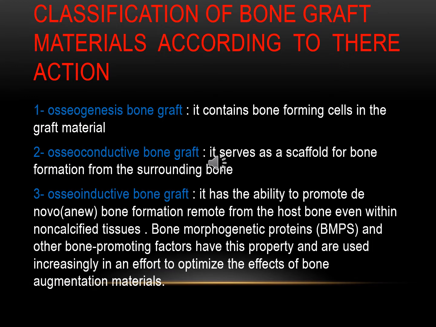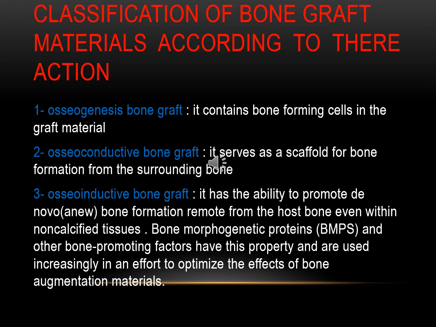Classification of bone graft materials according to their action. We have three main types of bone graft. First type is osteogenesis bone graft. This graft contains bone forming cells, which are osteoblasts, in the graft material. We mean that this bone graft material can start bone formation from its own material.